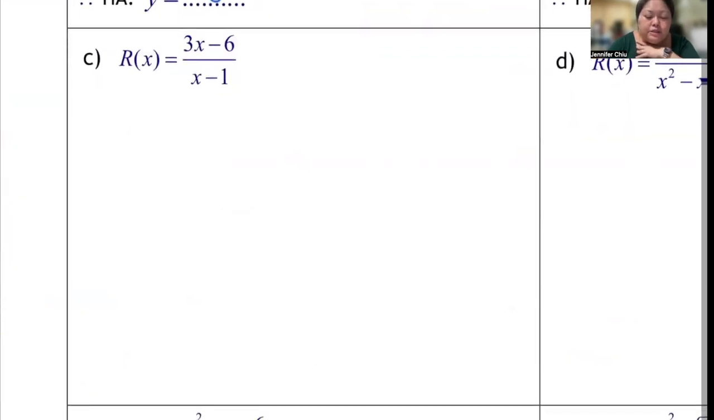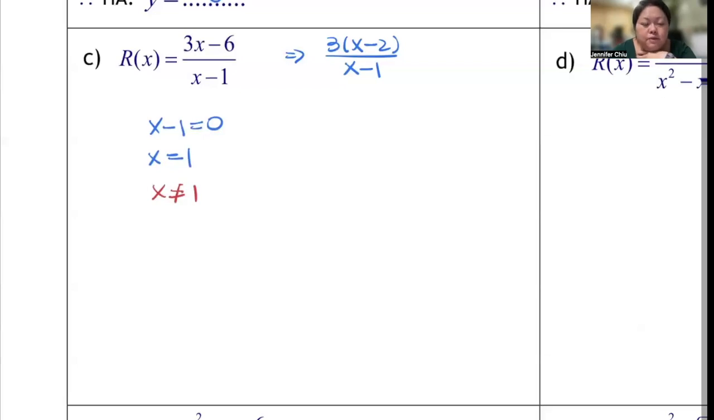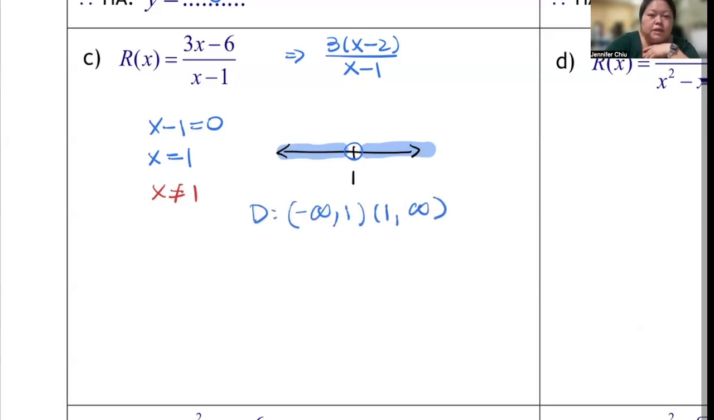Okay, now going to part C, this is slightly different, right? So again, I start by factoring as much as I can. The numerator factors, the bottom doesn't factor, doesn't matter. So now let's take the denominator and set it equal to 0. So now I can see my vertical asymptote using my number line, and therefore I have my domain to be negative infinity to 1 and 1 to infinity.